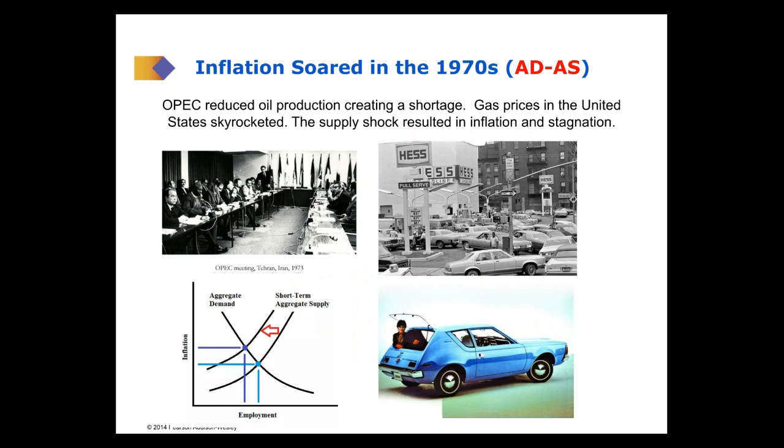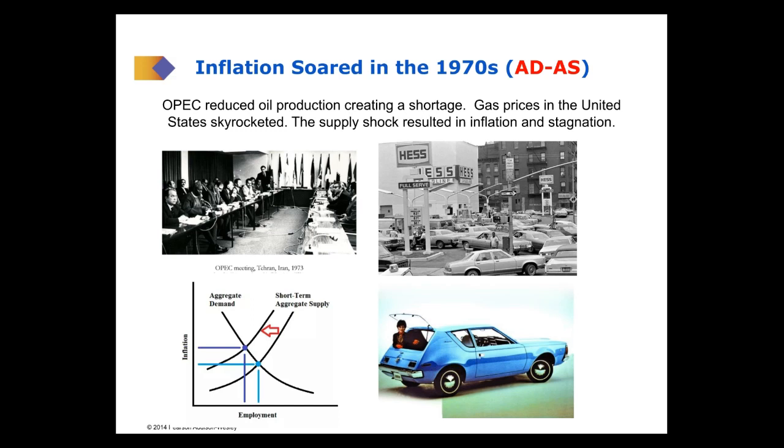Now, when we saw high inflation and high unemployment, and remember back to the ADAS model and Keynes, we're not really supposed to have both high inflation and high unemployment. As a matter of fact, we're not supposed to have inflation in Keynes' system until we reach full employment. But in the 1970s, we had high inflation and high unemployment. We called it stagflation.